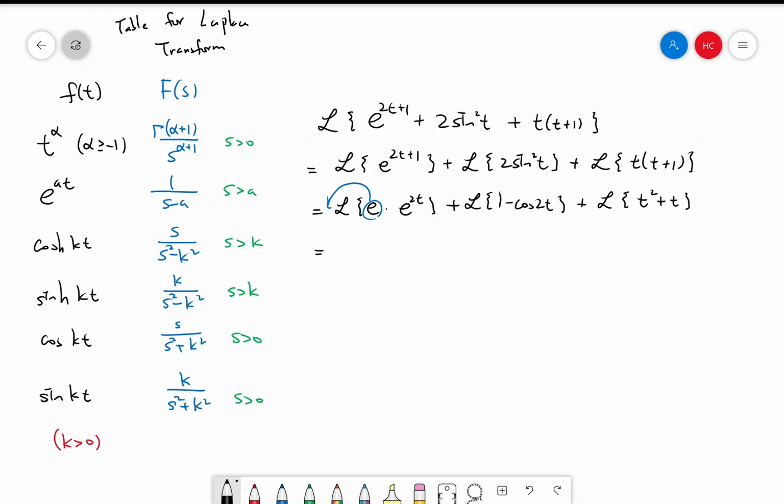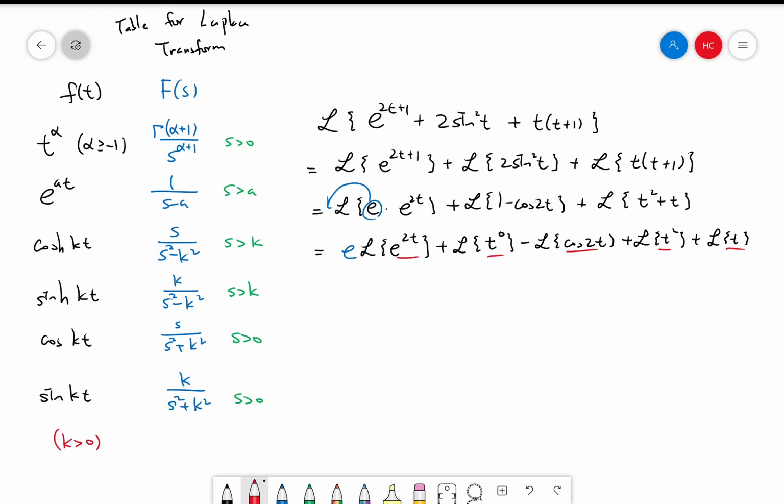So this is equal to e times the Laplace transform of e to the 2t, plus the Laplace transform of 1, where 1 is t to the 0, minus the Laplace transform of cosine 2t, plus the Laplace transform of t squared plus the Laplace transform of t. Now, every single term can be found in the table, so we can do this directly. So what we get is e times, for e to the 2t, 1 over s minus 2. This converges for s greater than 2.